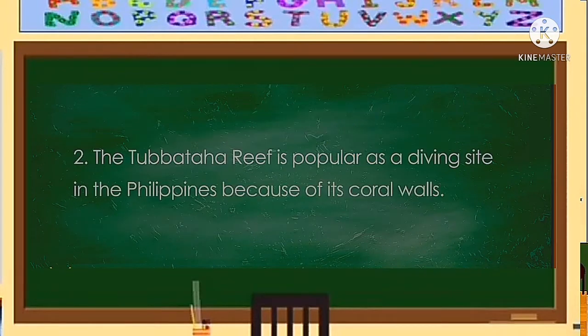Number 2. The Tubataha Reef is popular as a diving site in the Philippines because of its coral walls. What type of adjective is popular? That is right. Adjective popular comes after the linking verb is, so we call it a predicate adjective.